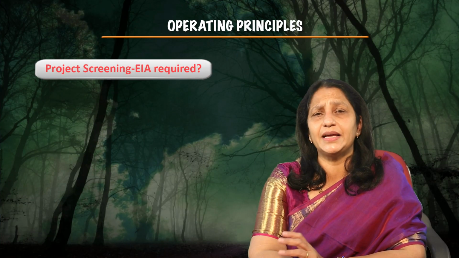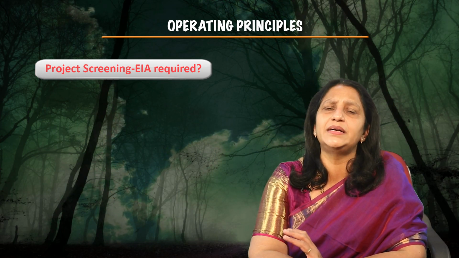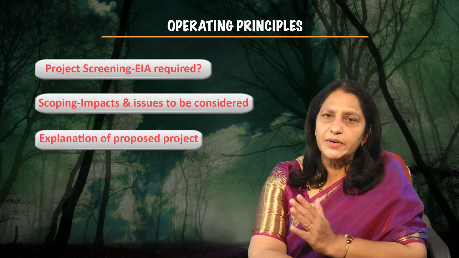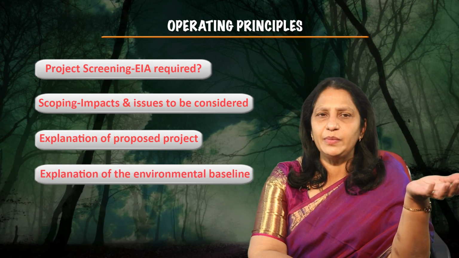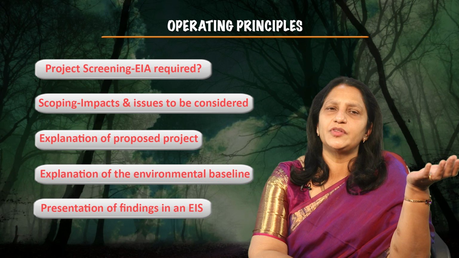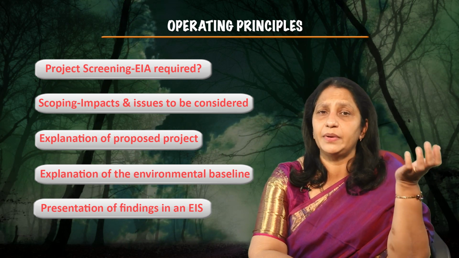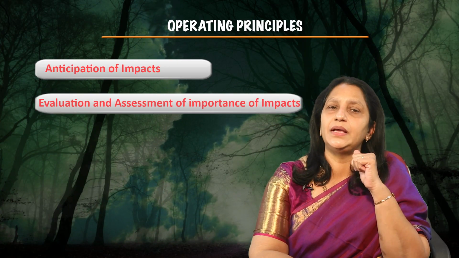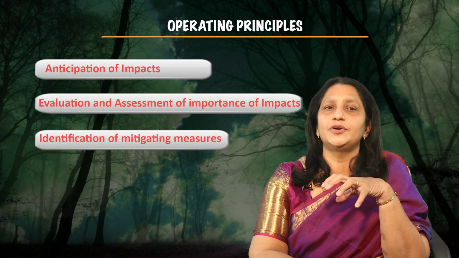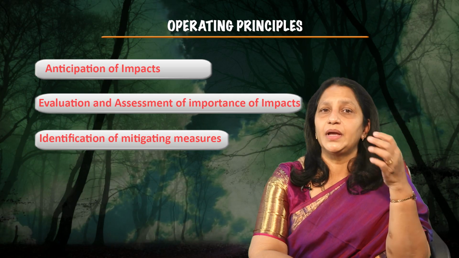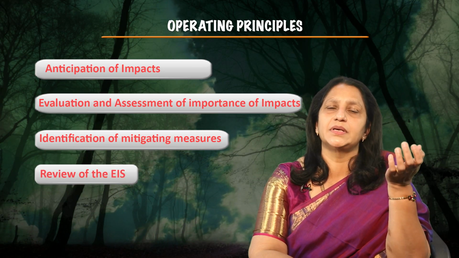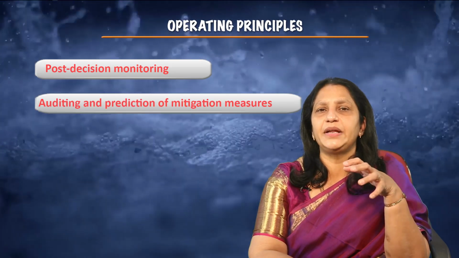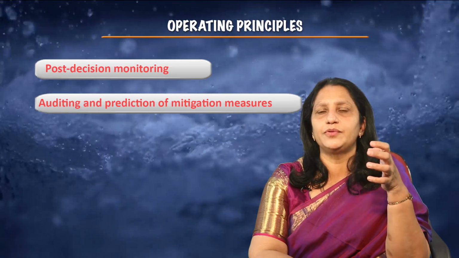So project screening tells whether environmental impact assessment is required or not. And scoping tells about the impacts and issues to be considered, that is the explanation of the proposed project, explanation of the environmental baselines, presentation of the findings of an environmental impact assessment statement, anticipation of the impacts, the evaluation and assessment of the importance of these impacts, and also the identification of mitigating measures, and review of the environmental impact statements, decision making, post decision monitoring and auditing, and prediction of mitigation measures. So all these things we have to consider.